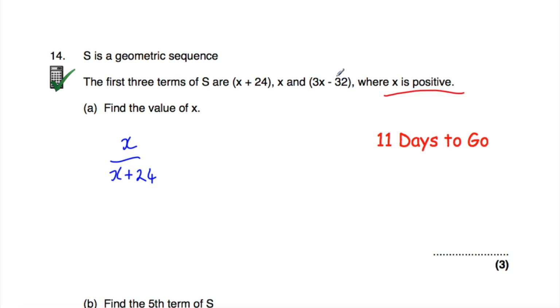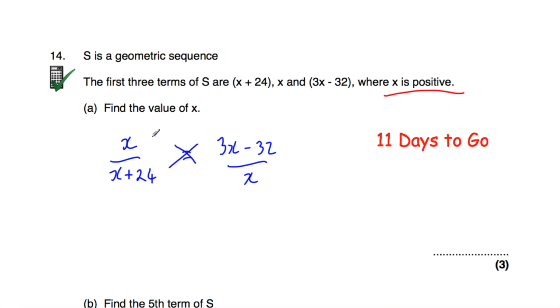And then if we do the third term divided by the second term, those two would be equal to each other, because this tells us what we're multiplying by to get from here to here, and this would tell us what we're multiplying by to get from here to here, and they have to be the same. So that's an equation. Okay, so we want to solve this. We could multiply both sides by x plus 24 and then multiply both sides by x. Another approach is to cross multiply.